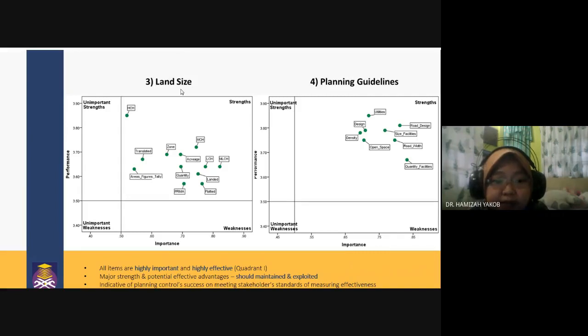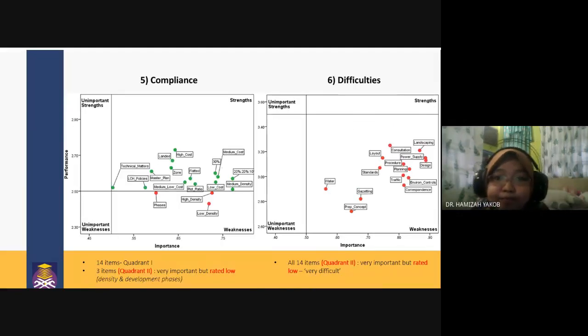So for aspect three, land size, basically all items in land size and planning guideline are highly important and highly effective due to the fact that they fall under quadrant one. So they should be maintained and exploited. Okay, in terms of compliance, 14 items fall under quadrant one and three items fall under quadrant two, which is very important but rated low, in terms of compliance with density and also the development phases. In terms of difficulty, all items fall under quadrant two, which is all items are important planning requirements, but rated low in terms of being very difficult.